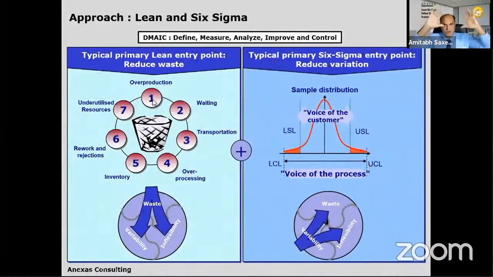So there are 7 ways. Now I have got nice videos on all these ways, but obviously due to the shortage of time, very quickly I'll tell you. Overproduction, waiting time, transportation, overprocessing, inventory, rework rejections, underutilized resources. These are the 7 or 8 wastes, waste of intelligence, waste of human mind as well. These are 7 or 8 wastes which are present in our processes. You have to develop an eye to look for waste, and we help you to develop that.